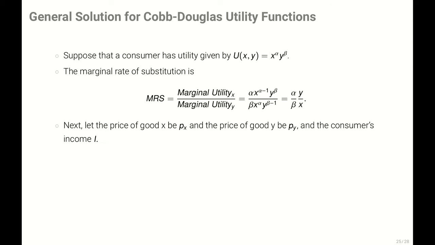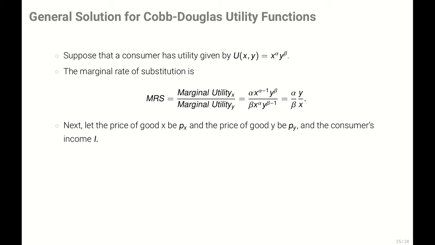So what we're going to do is suppose that a consumer has utility over x and y given by x to the alpha and y to the beta. So notice here that the marginal rate of substitution, which is just going to be given by the marginal utility of x over the marginal utility of y. If you just take the partial derivative of this with respect to x, you'll get alpha times x to the alpha minus 1 times y to the beta. And then if you take the partial derivative of this to get the marginal utility of y, you'll get beta times x raised to the alpha, that stays the same, times y to the beta minus 1.